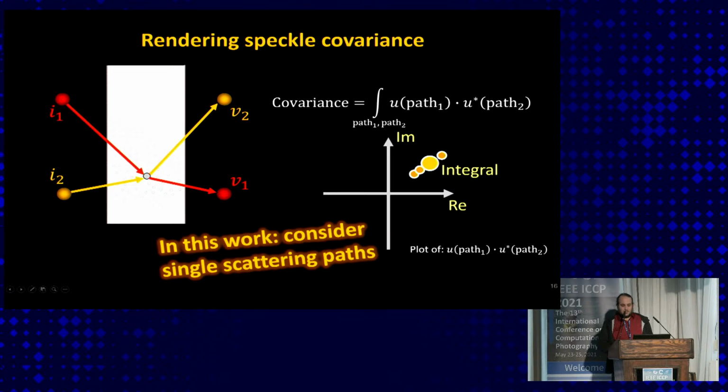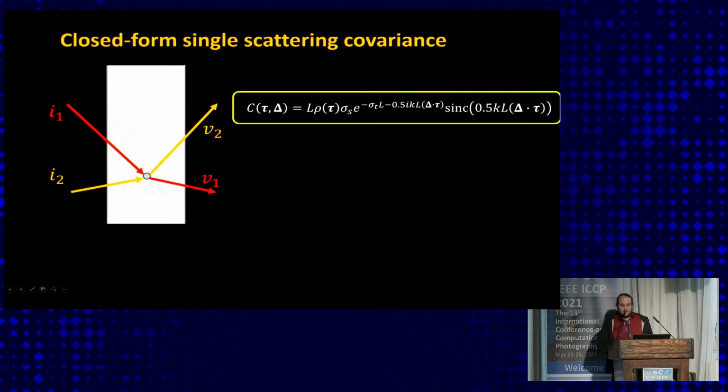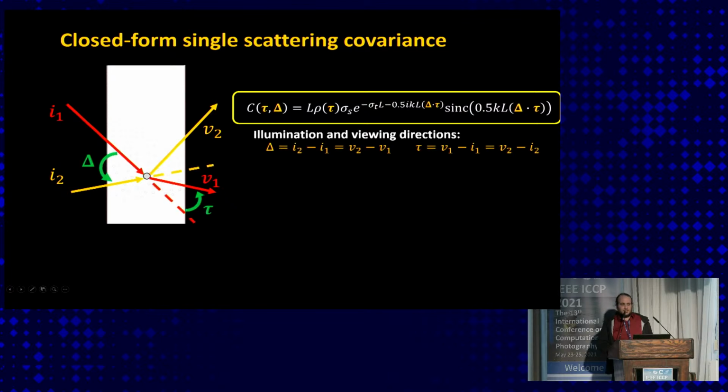What we argue in this work is that we can approximate most of the covariance we observe in practice using only these single scattering paths, and thus we can ignore longer paths. The main advantage of this approximation is that it allows us to compute the covariance in a closed form, without the need for numerical tools such as Monte Carlo rendering. This closed form expression can be simplified to depend only on two angles: the angle delta between the illumination directions and the scattering angle tau between the illumination and viewing directions. The expression also depends on the thickness L of the material and on its material parameters.